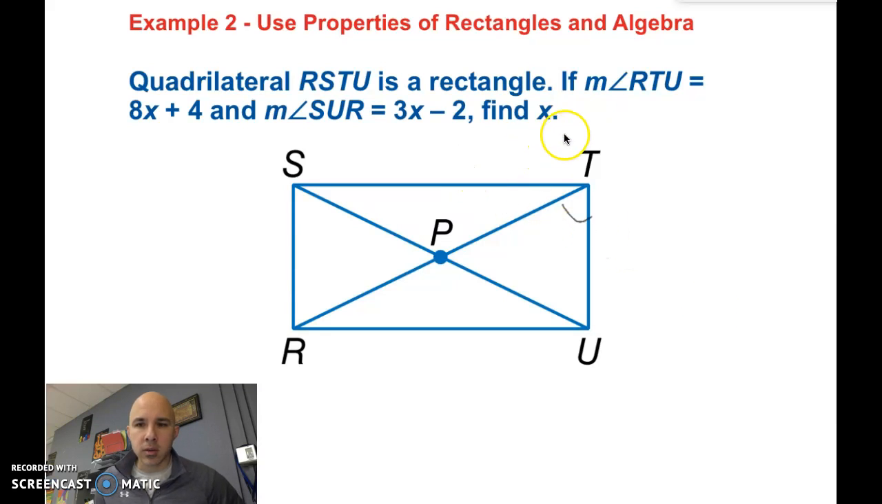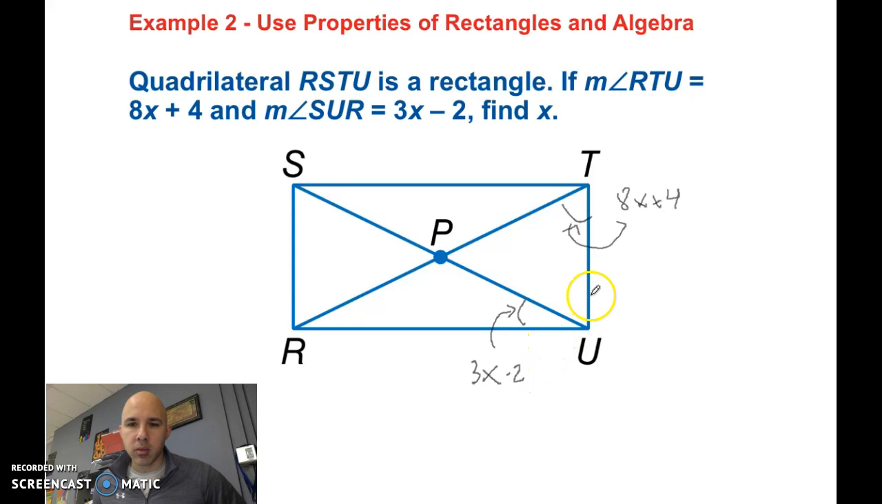All right, so let's go ahead and put this measurement. RTU is 8x plus 4, and then SUR is going to be 3x minus 2. And we want to find out what the measure of x is.